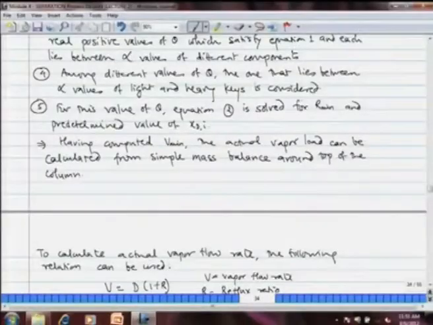Now, once you get this value of theta, substitute it in equation 2 and solve it for R minimum, that is the minimum reflux ratio for predetermined values of x_Di. Depending on the purity level that is desired, you decide values of x_Di, the mole fractions of various components in distillate.